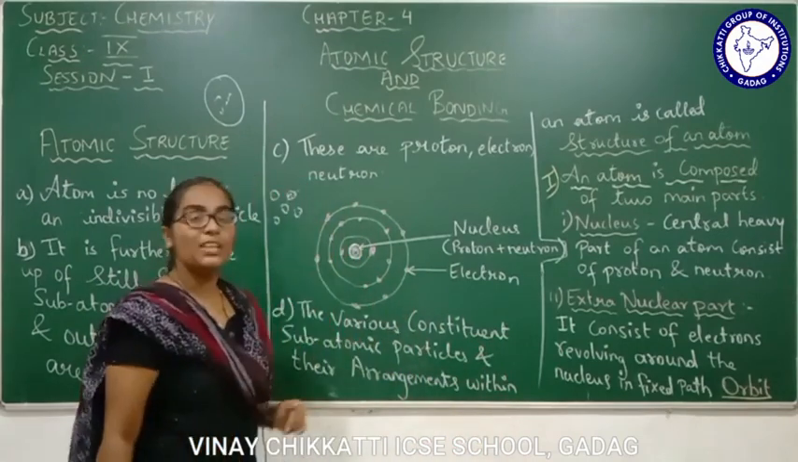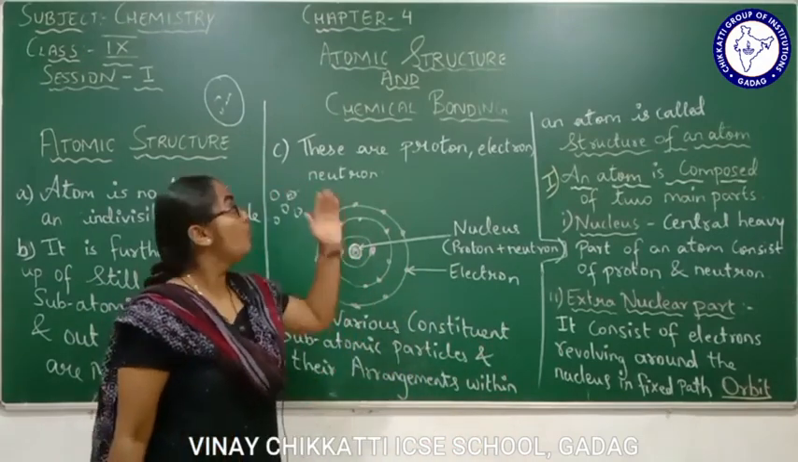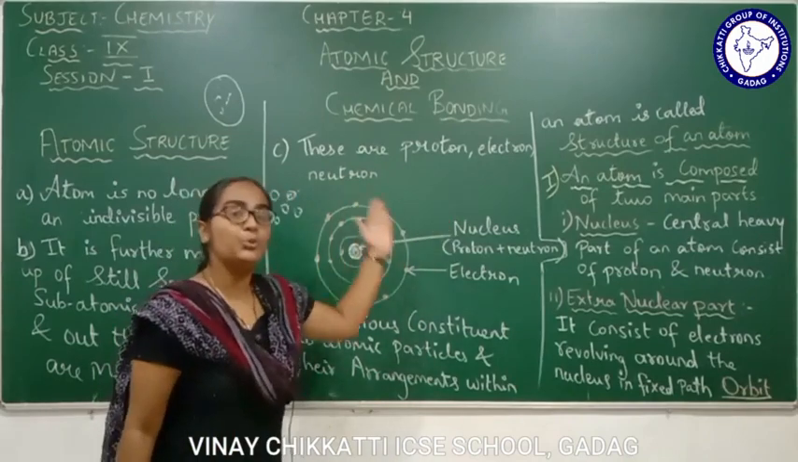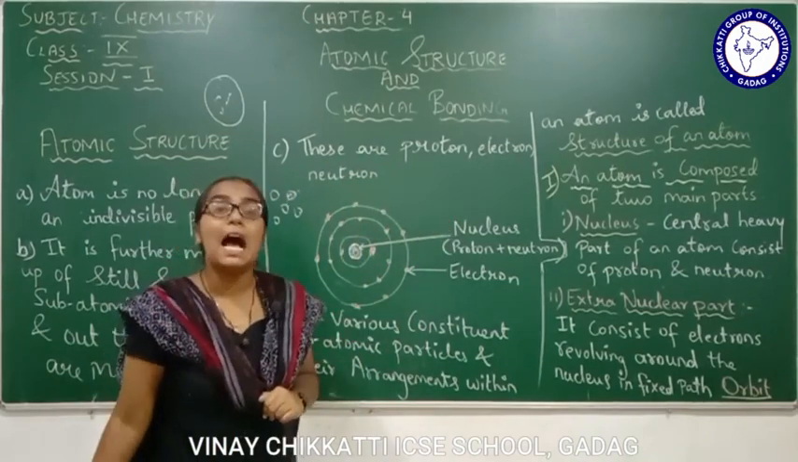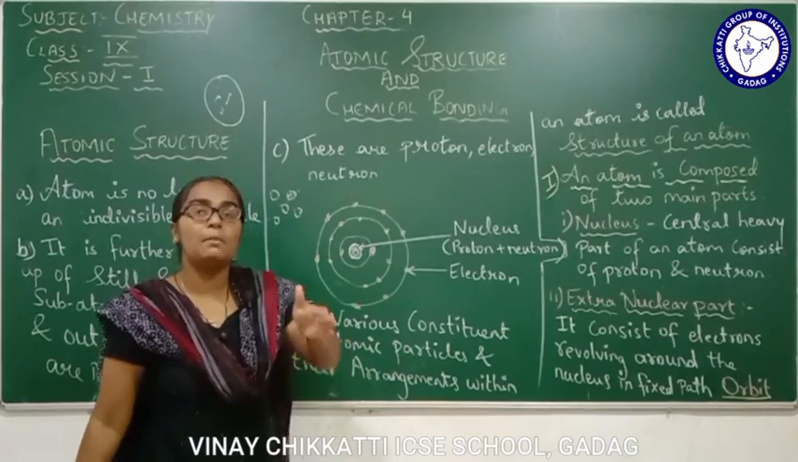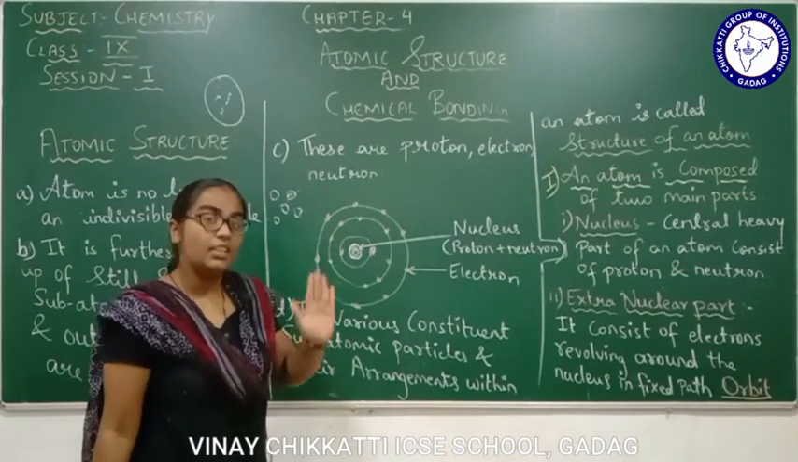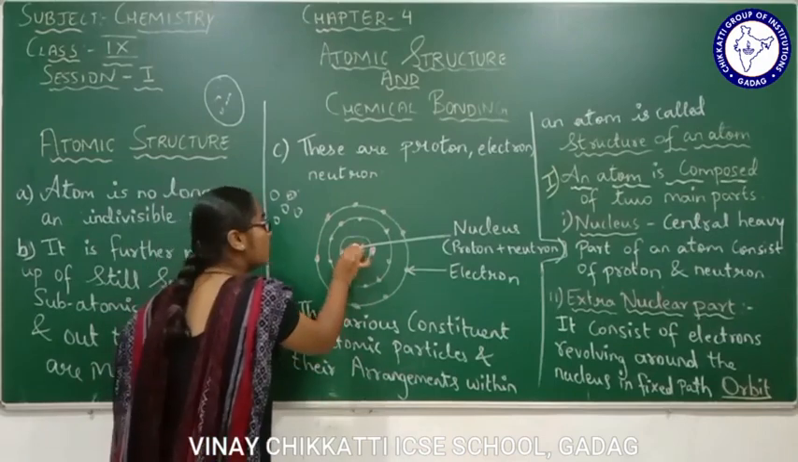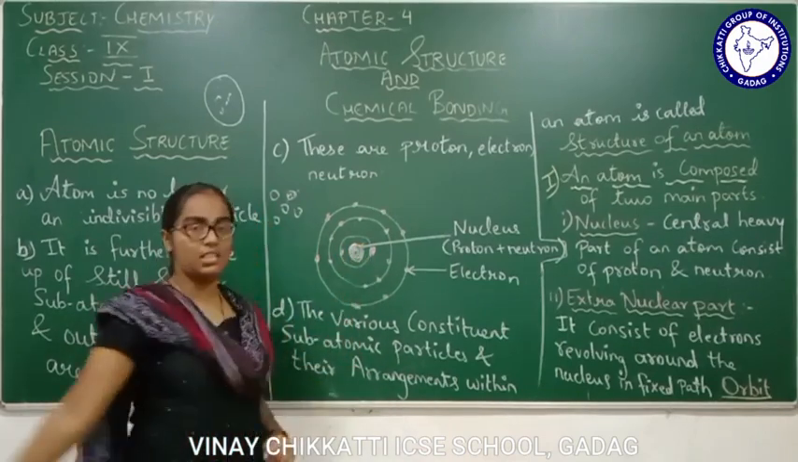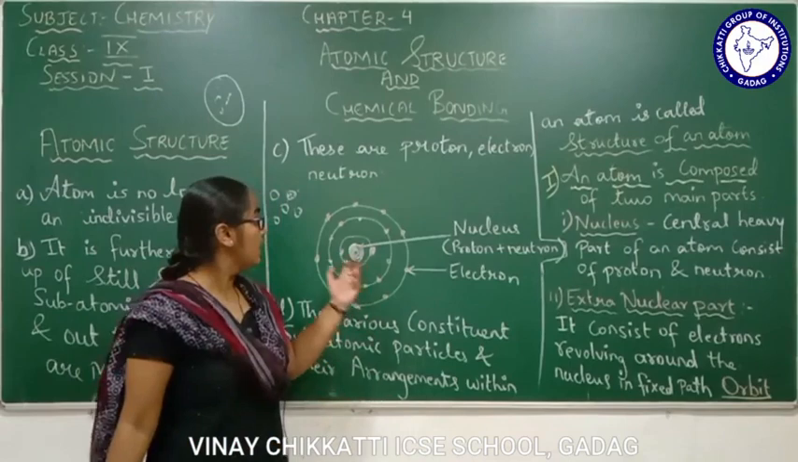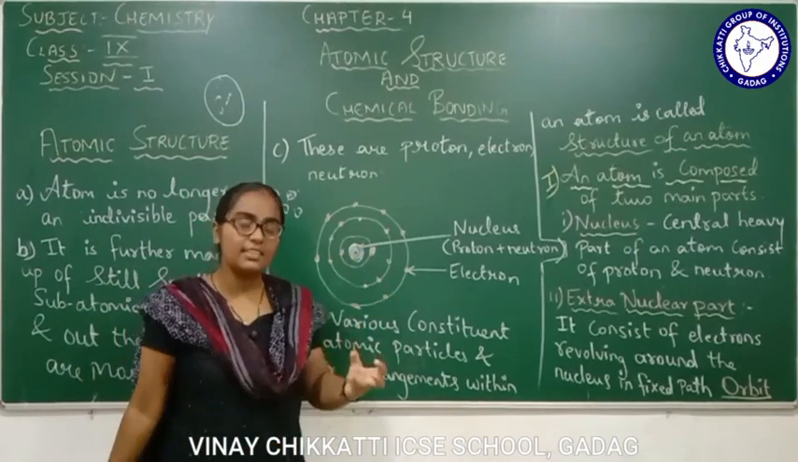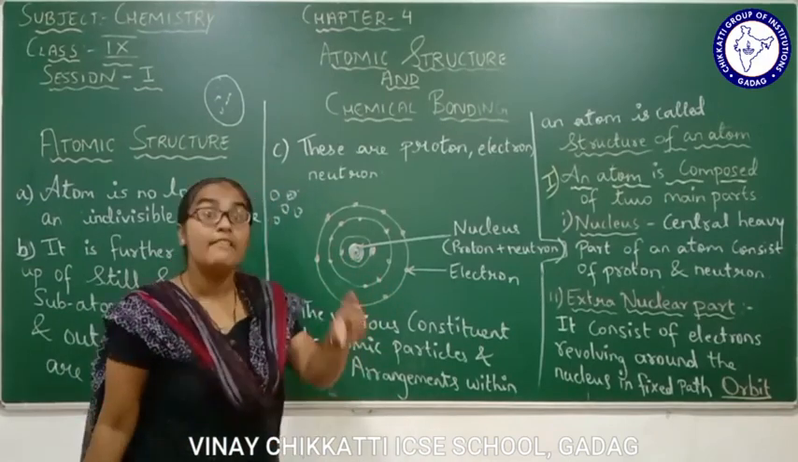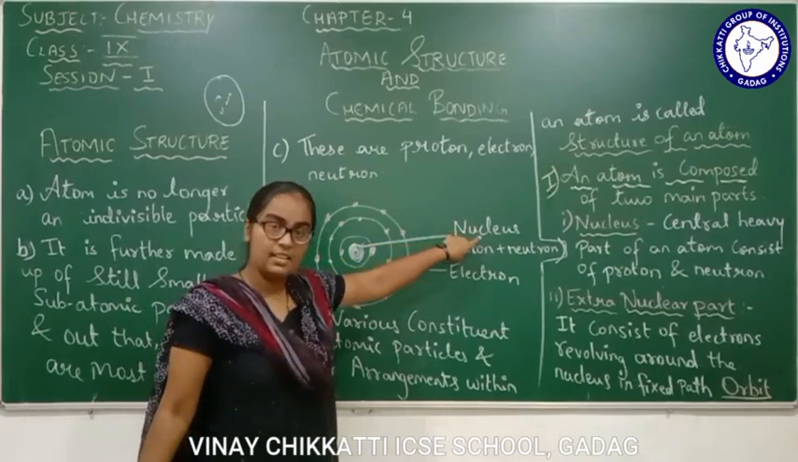Now, let's understand with the help of an example how these protons, electrons and neutrons are located within the atom, the no longer indivisible particle. Right? How will they be present within it? Now, here in the center you can see something very heavy in mass. In the center there is a certain heavy mass body which is called a nucleus. Right?